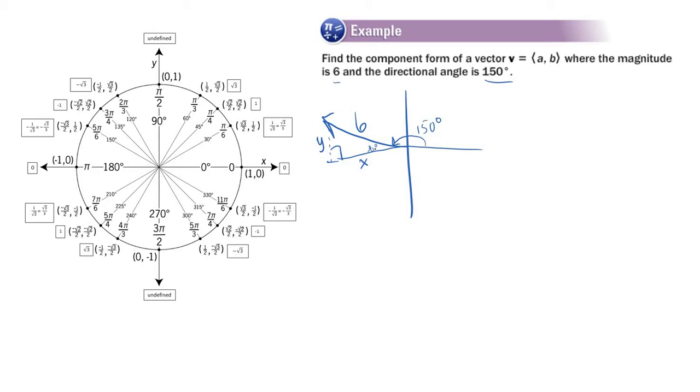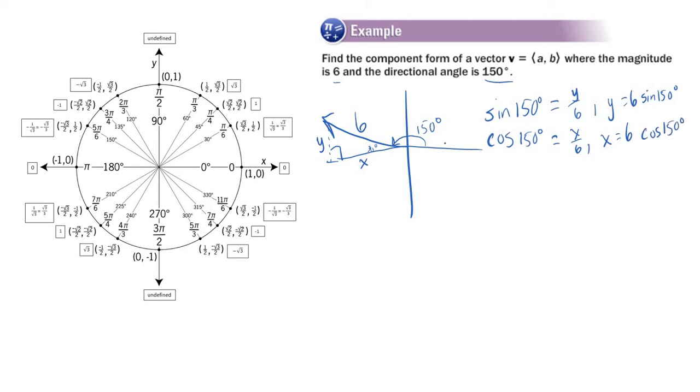Let's go ahead and set it up though. If I wanted to figure out my y component, well, I could do sine, right? Sine of 30. In fact, I'll just do it this way. Sine of 150 is fine. Equals y over 6. And so, of course, my y component equals 6 sine 150. Let's do the same thing for my x. So cosine now would equal x over 6. And so x would equal 6 cosine of 150.